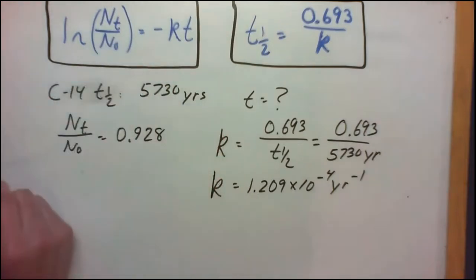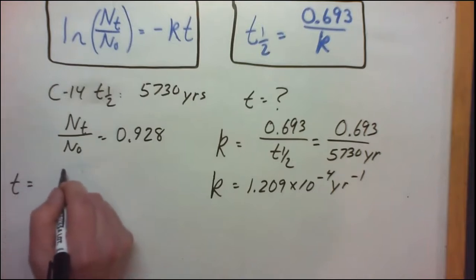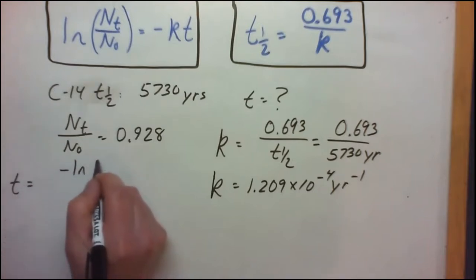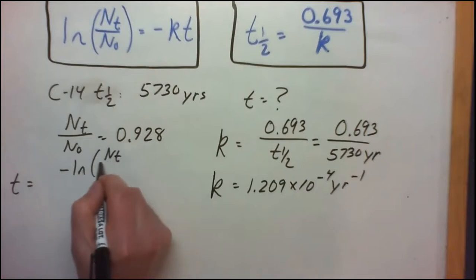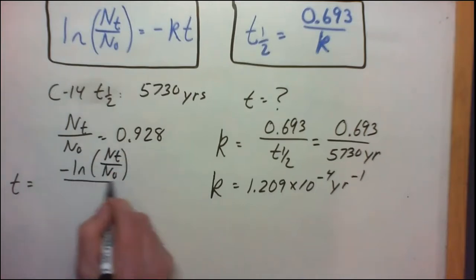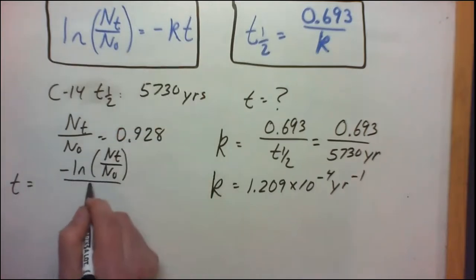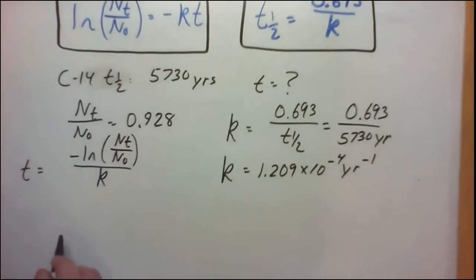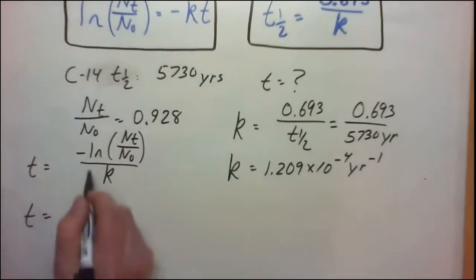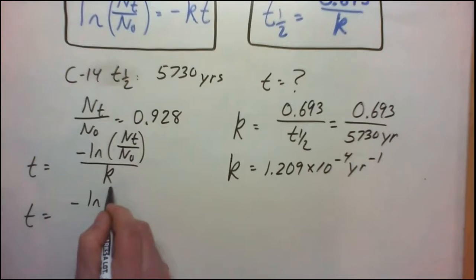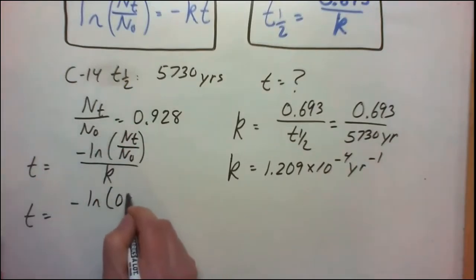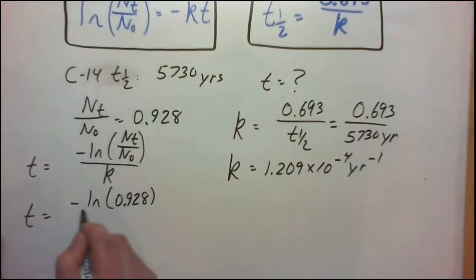We know this ratio, so this equation says that time t, which we're going to solve for, must be equal to negative the natural log of that ratio divided by our rate constant k. Now we start plugging in our values. So time t is equal to negative the natural log of our given ratio. Remember, time t is only going to be as confident as we are in this ratio, divided by the decay constant.